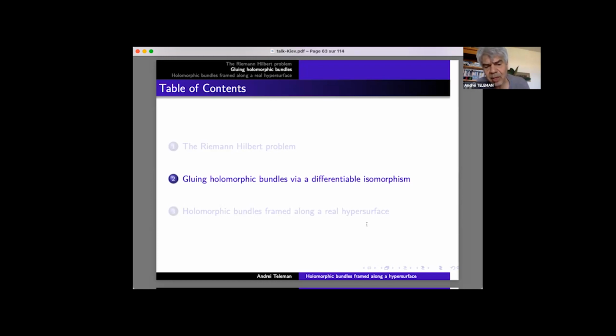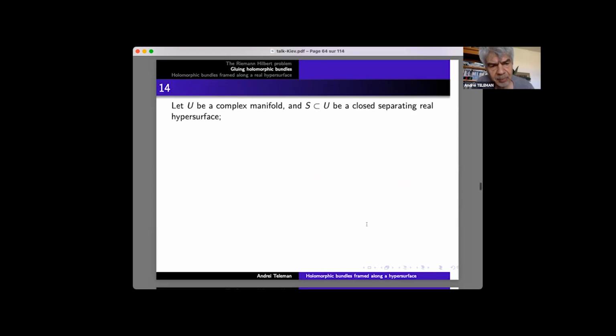I will tell you that my goal was not at all the Riemann-Hilbert problem. I was working on the problem of moduli spaces. I obtained a gluing theorem for holomorphic bundles, and I suddenly realized that this gluing theorem can be used to approach the Riemann-Hilbert problem. So what is here the problem?